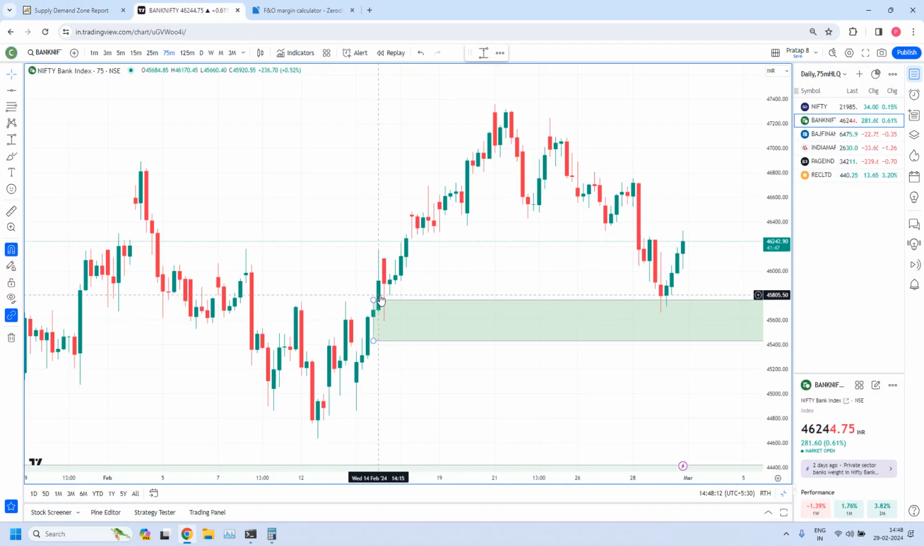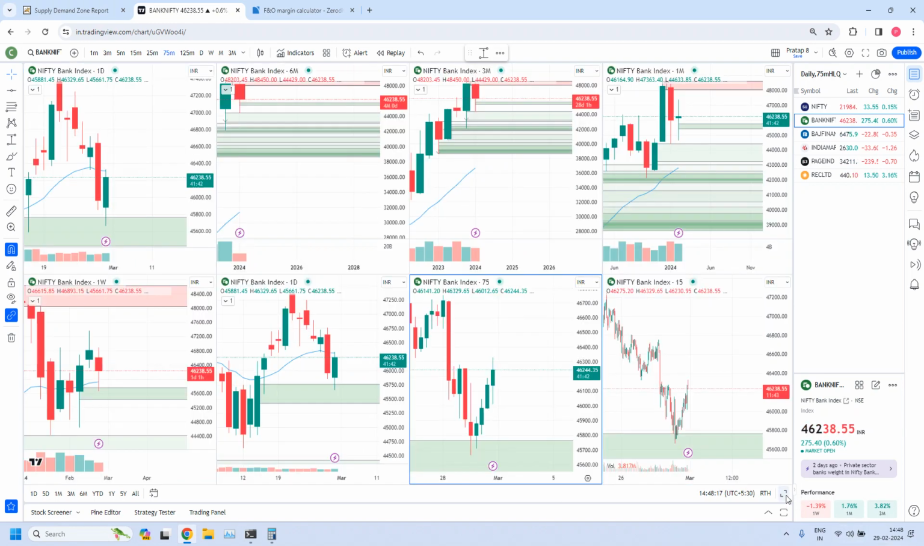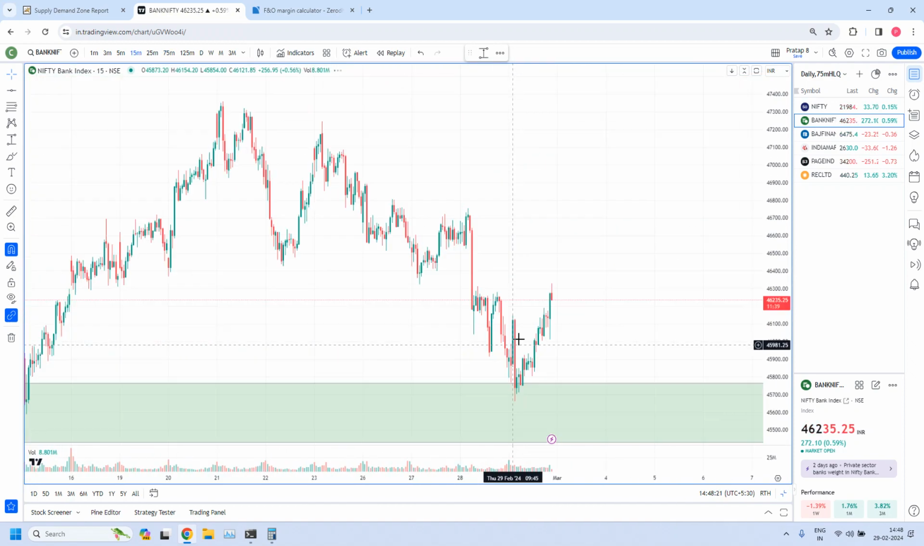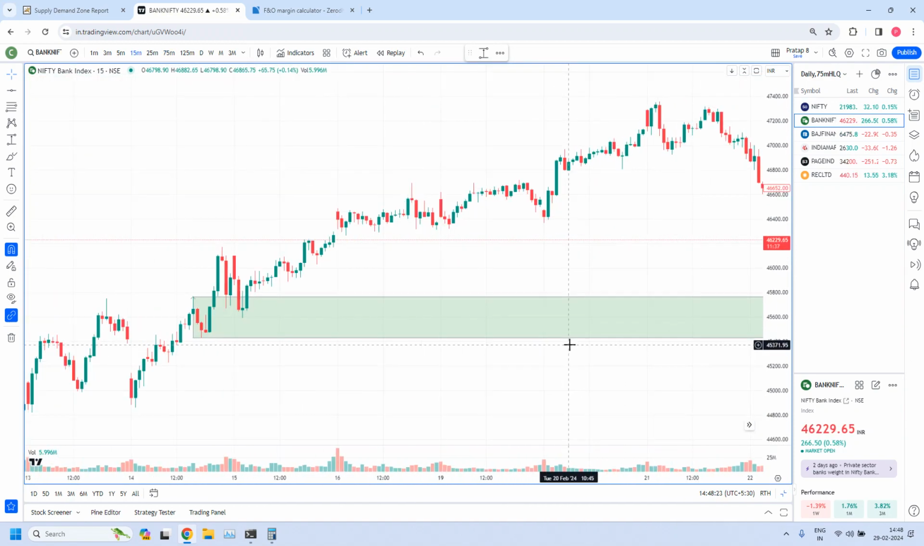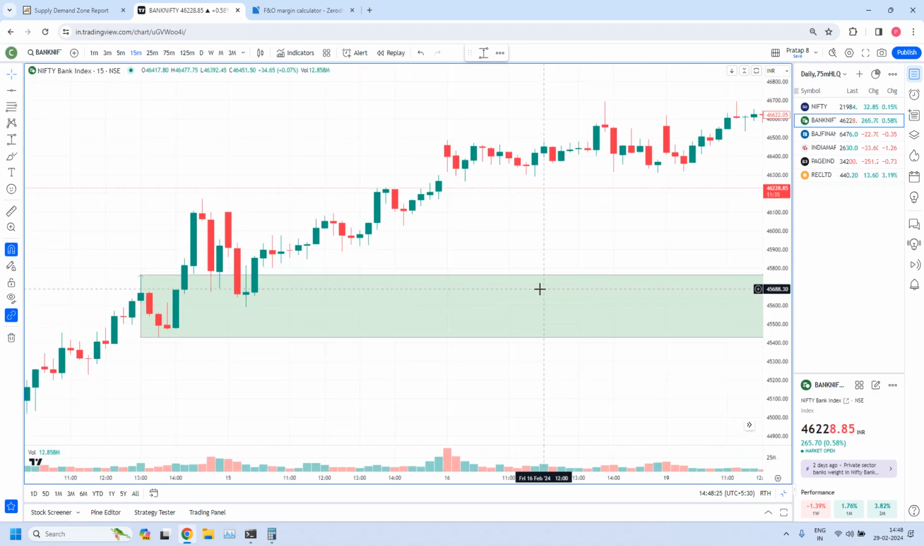So this is what software has given. What is it that you have to do? Fine tune the zone. Go to the 15 minutes time frame inside the 75. Here we have identified two zones. This is the first one, drop, 2 base candles, rally, and this is another one, drop, base candle and a rally.